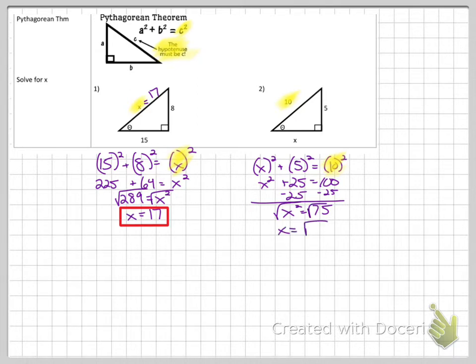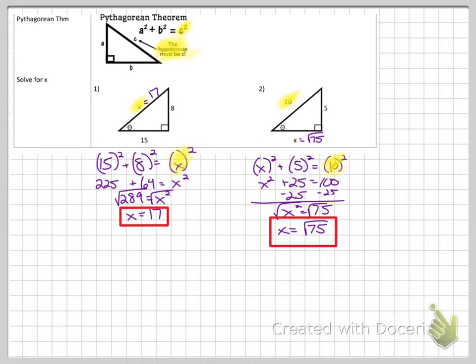75 is not a perfect square, so I'm just going to leave it as root 75. Your teacher will let you know if you need to reduce that. Simplify is the word I want, if you need to simplify that or not. But that is not what this video is about, so I'm going to leave it as root 75.